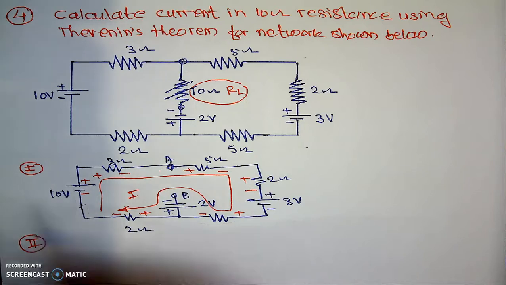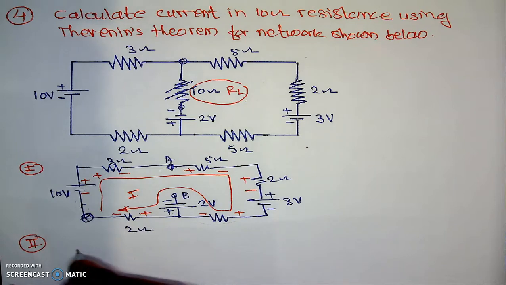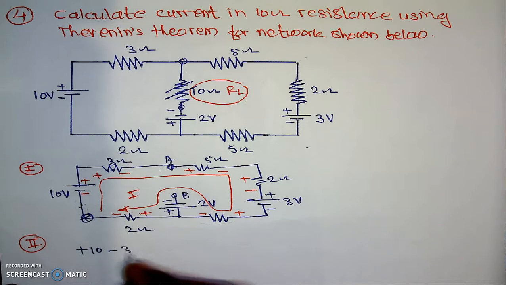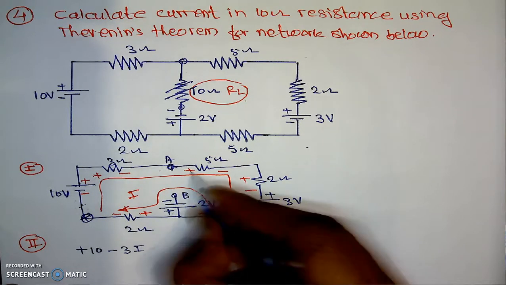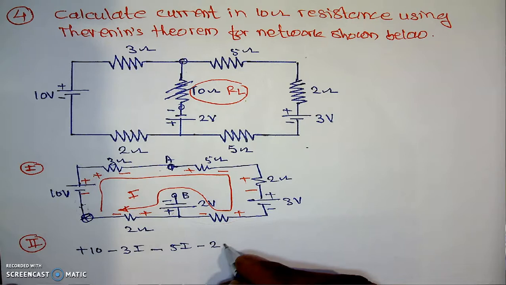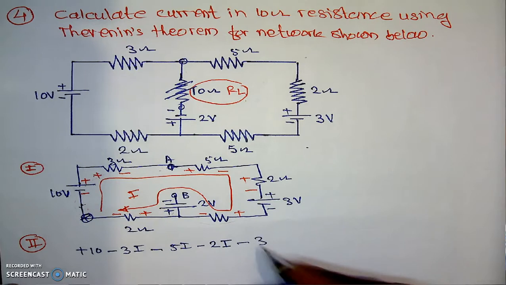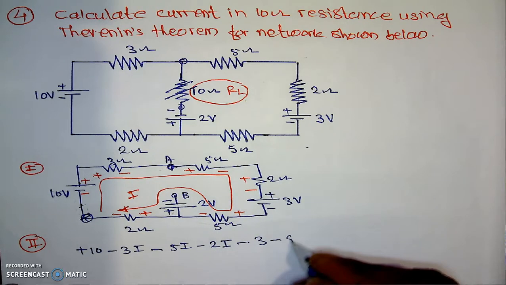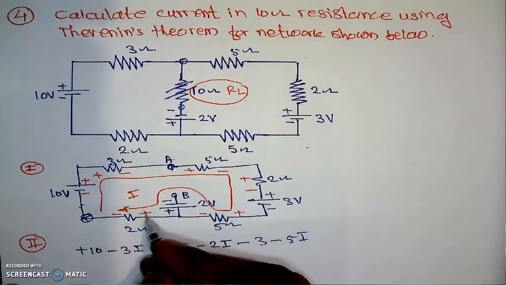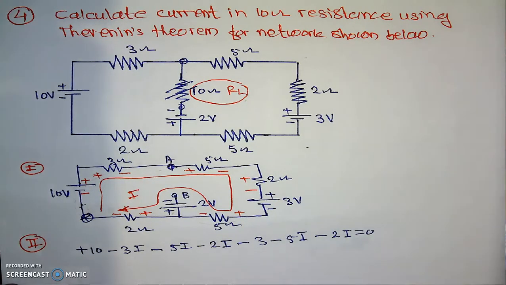If we are applying the KVL and we are starting from this point into the loop in the upward direction, negative to positive, which is a plus 10 volt, then positive to negative, which is minus 3 into its current I, then positive to negative, which is minus 5I, then minus 2 into I, then positive to negative minus 3, then positive to negative, which is minus 5 into its current I. Then we are coming back positive to negative, which is minus 2 into I, which is equal to 0.